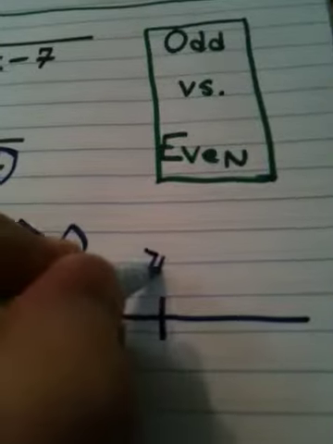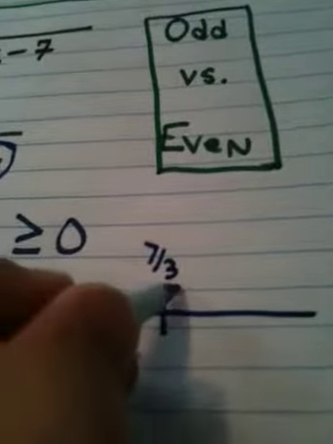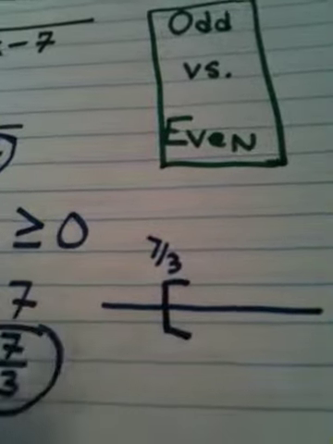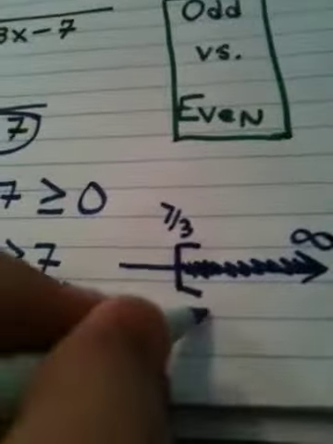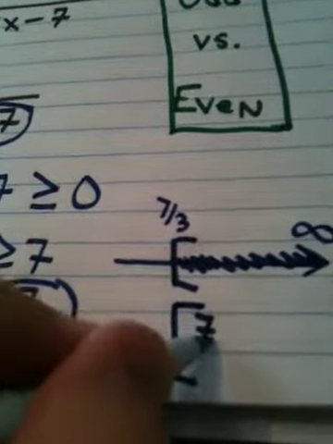I find the number 7/3. I include it, so I put a bracket. Greater than or equal to, so I'm shading in this direction, which of course is going toward infinity. So I end up with bracket 7/3, comma, infinity, paren as my final answer to this problem.